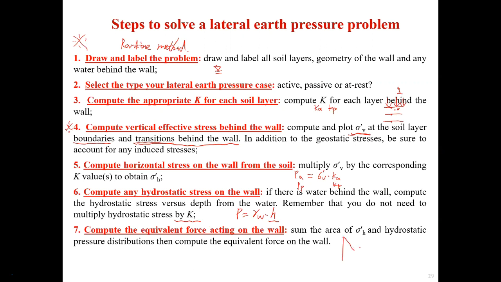So let's say your sigma H prime diagram looks like this, that's not a very good drawing, you know what I mean. Then you just take the area. You divide it into a few typical shapes, like triangles and rectangles, and just sum the area. That gives you the equivalent lateral force acting on the wall. So if you just follow these seven steps that I've listed right here, then you can solve any lateral pressure problem.